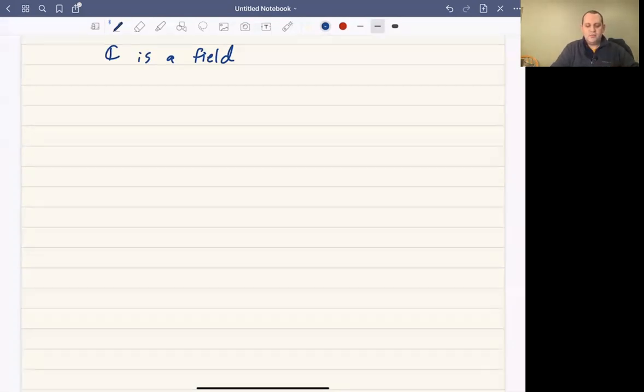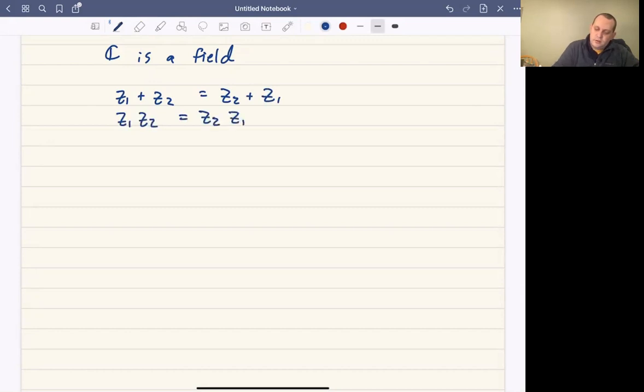So when I say that the complex numbers is a field, what I mean is that it's a set with two operations, multiplication and addition, and it has all of the following properties. So it has commutativity. Let me use z1 and z2. If I were to add two complex numbers, the order doesn't matter. If we were to multiply two complex numbers, the order doesn't matter. So these are commutative properties.